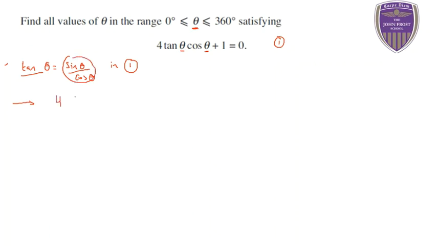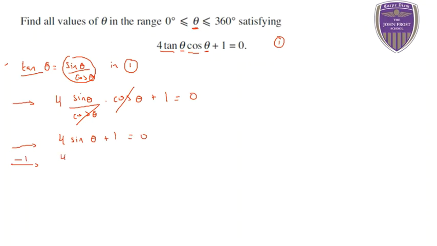So you're going to get 4, this is the new tan theta, 4 sine theta over cos theta. That's that part there, times cos theta plus 1 equals 0. And the cool thing is, I'm dividing by cos here, I'm multiplying by cos here, so they're going to cancel out, and you just get 4 sine theta plus 1 equals 0. Obviously, take the 1 off, so you get 4 sine theta equals -1. Divide by 4.